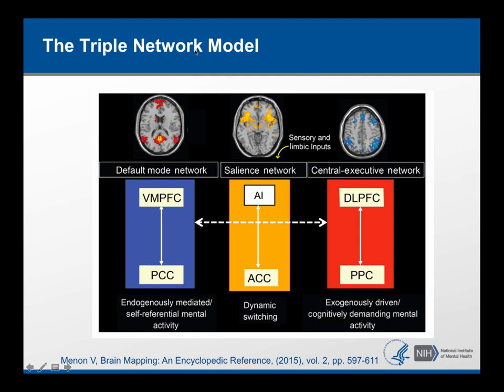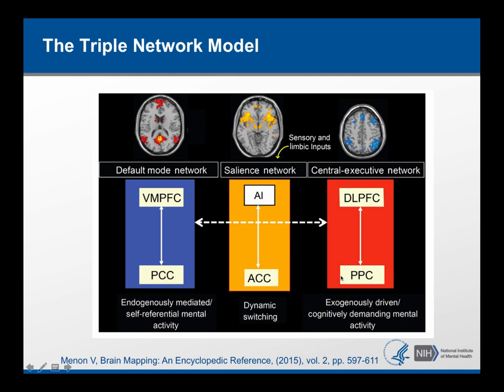So the first is the default mode network, which by this point in the course, you guys probably know what that is. And it really involves interoceptive processing, self-referential mental activity, and it's called the default mode network because it's thought to be what the brain is doing in its default state when it's not doing a goal-directed task.